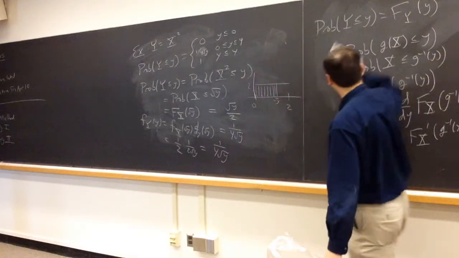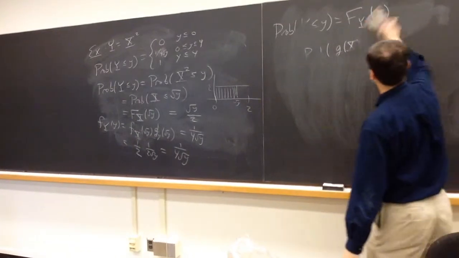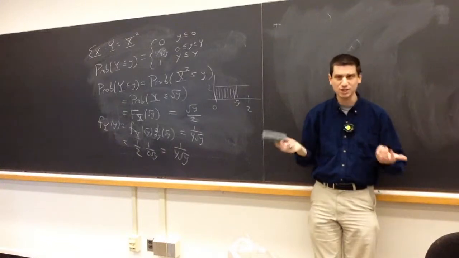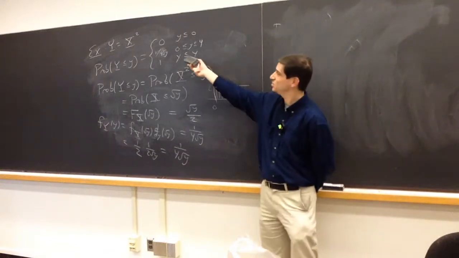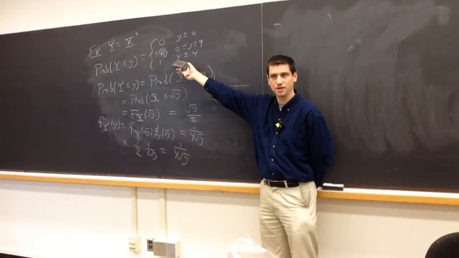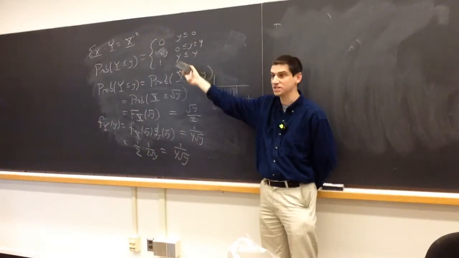So we could plug in values, but do you know what the density should be? To me, this looks a little surprising. I take something really nice like the uniform, and I transform it by squaring. What happens as y goes to 0 to the probability density function? As y goes to 0, what happens to the density? It becomes undefined. It goes off to plus infinity.